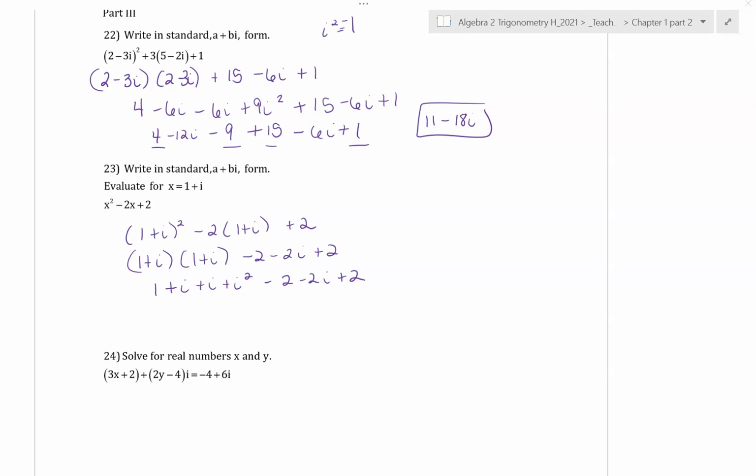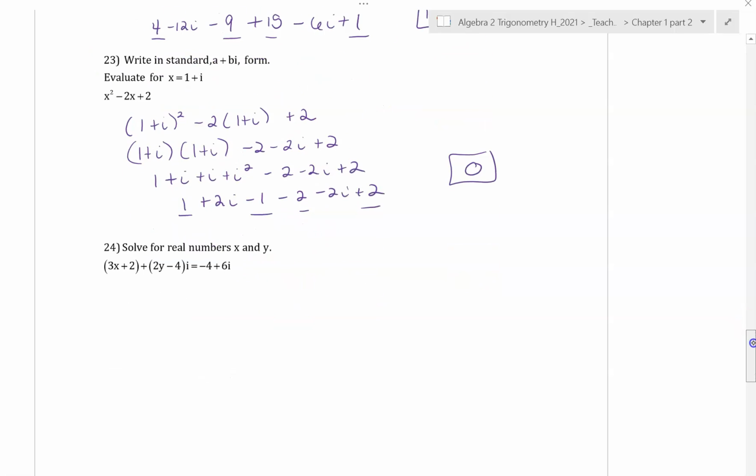So if i squared is negative 1, we have 1 plus 2i minus 1 minus 2 minus 2i. And again, we can collect like terms, add the real parts together, and you get 0, and the imaginary parts together, and you get 0i. So 0 plus 0i.